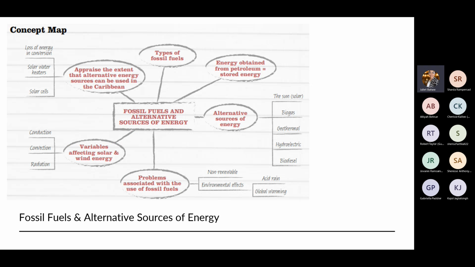The last topic, fossil fuels and alternative sources of energy. So you see how they could tie in the boat. With this one, you have to know what is a fossil fuel? Fossil fuels are formed from dead plants and animals over millions of years that were exposed to heat and pressure in the Earth's crust.